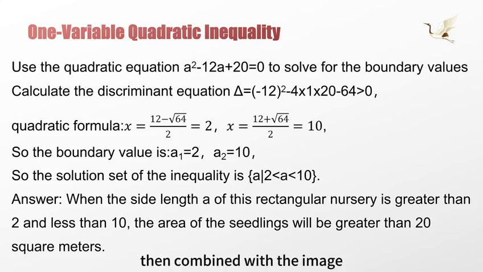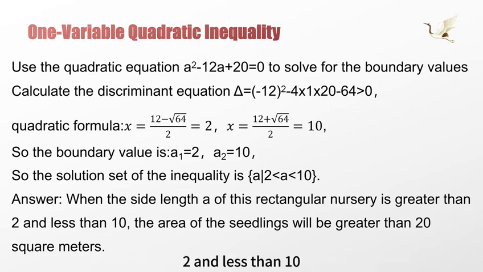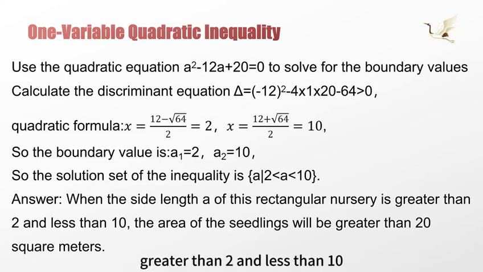Then combined with the image, 2 is on the left and 10 is on the right, so we can obtain the solution set of the inequality as a greater than 2 and less than 10. Because it is a practical problem, we need to answer the question: the side length a of this rectangular nursery should be a real number greater than 2 and less than 10.